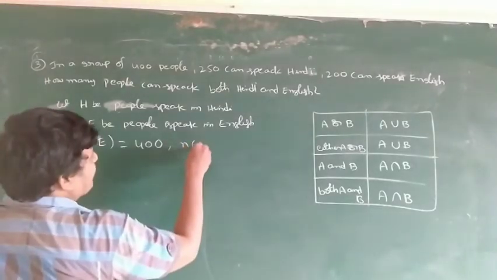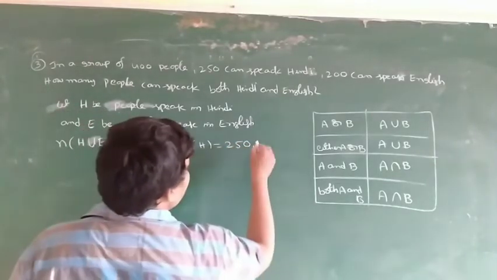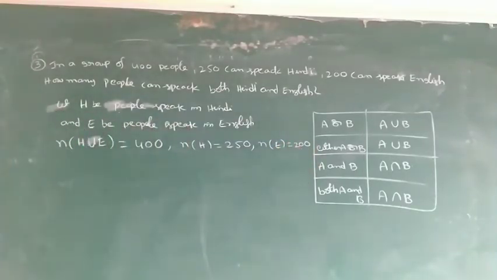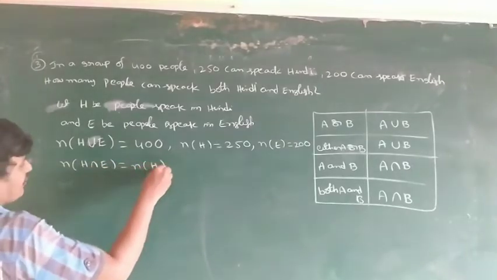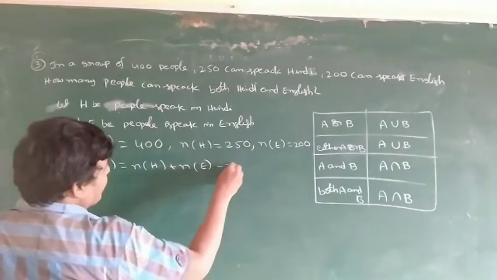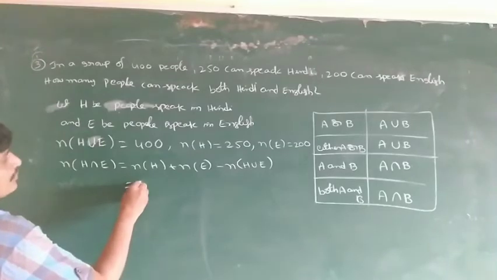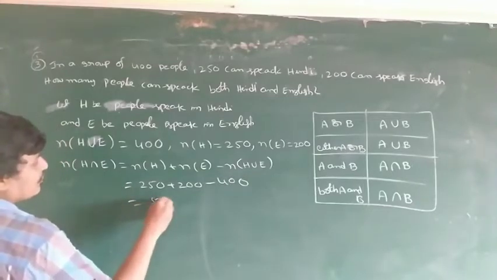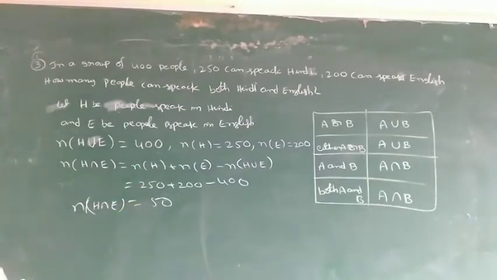Can speak Hindi, N of H is equal to 250. Can speak English, N of E is equal to 200. So how many people can speak both Hindi and English? Both means intersection. N of H intersection E is equal to N of H plus N of E minus N of H union E. That is 250 plus 200 minus 400, which is equal to 50. N of H intersection E is equal to 50.